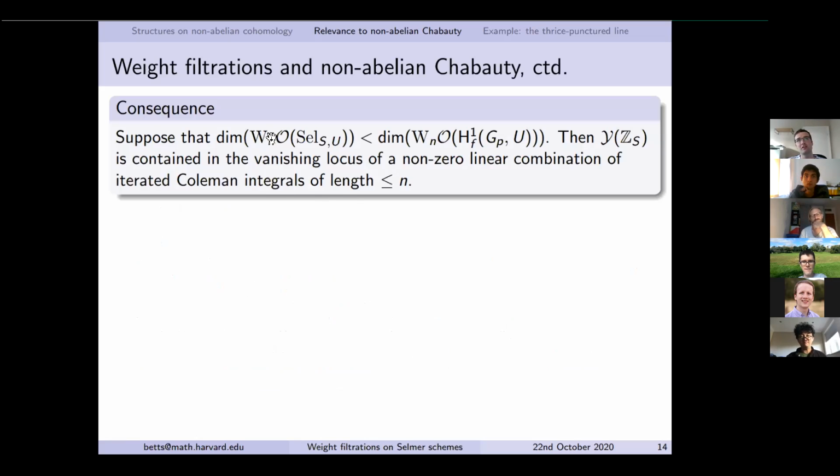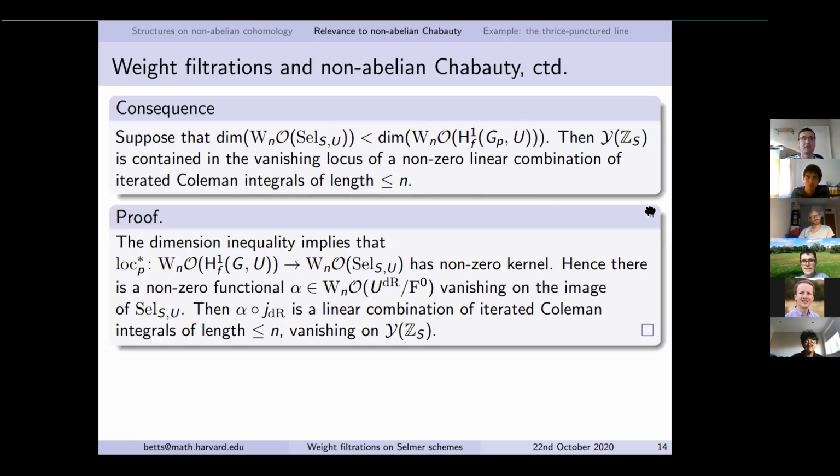Let's suppose that the dimension of the weight n part of the affine ring of the global Selmer variety is strictly less than the dimension of the weight n part of the affine ring of the local Selmer variety. Then we can make the following more precise statement: the S-integral points of Y is contained in the vanishing locus of a non-zero linear combination of iterated Coleman integrals of length at most n. So this affords us control over the lengths of the Coleman integrals which cut out the set of S-integral points.